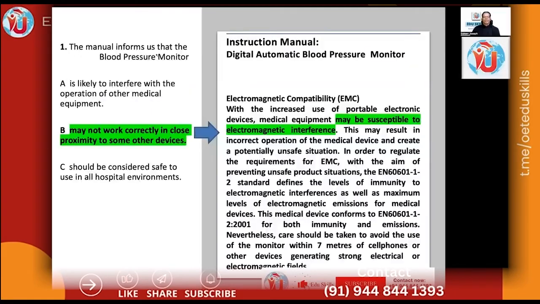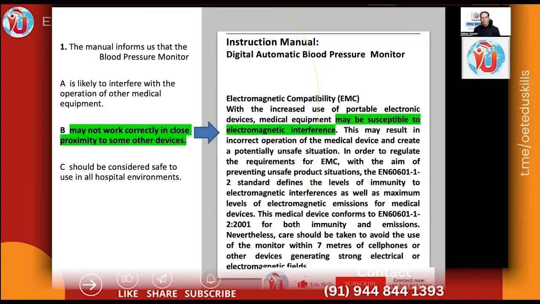So you see, the manual informs us that the blood pressure monitor is likely to interfere with the operation of other medical equipment, may not work correctly in close proximity to some other devices, could be considered safe to use in all hospital environments. One I said already, the absolute is that all hospital environments, so it is eliminated. The other one is now instruction manual. What is the focus of this paragraph? One device. Which device? Blood pressure monitor. Okay, so the focus is blood pressure monitor.